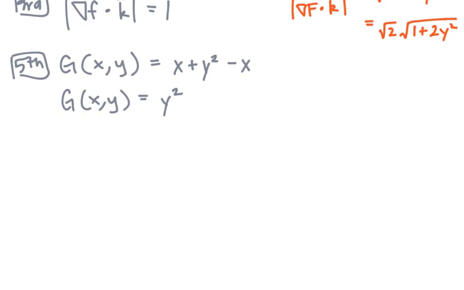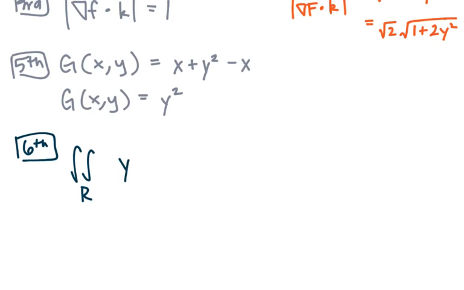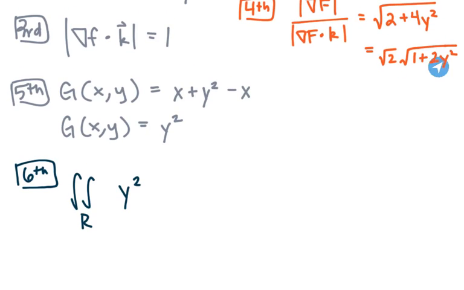So my double integral, my surface integral, over the region, we're going to have g of x, y, which is y squared, times this value we found up here, which is root 2 times the square root of 1 plus 2y squared dA.